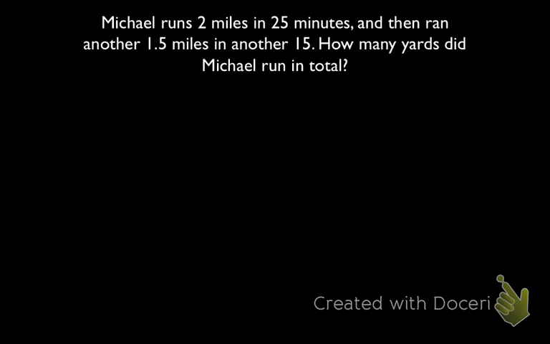It says that Michael runs 2 miles in 25 minutes and then ran another 1.5 miles in another 15. How many yards did Michael run in total? To answer the first question, how much do I have? Look at our problem again. We see that he runs 2 miles here and another 1.5 miles. We also see that he has 25 minutes and another 15 minutes.